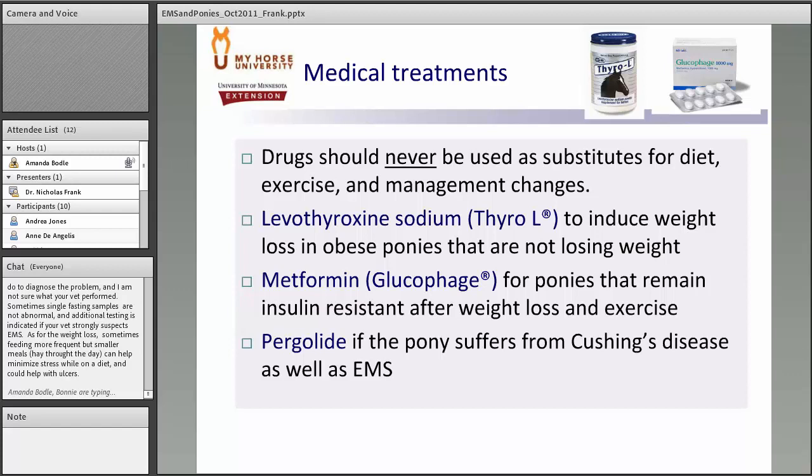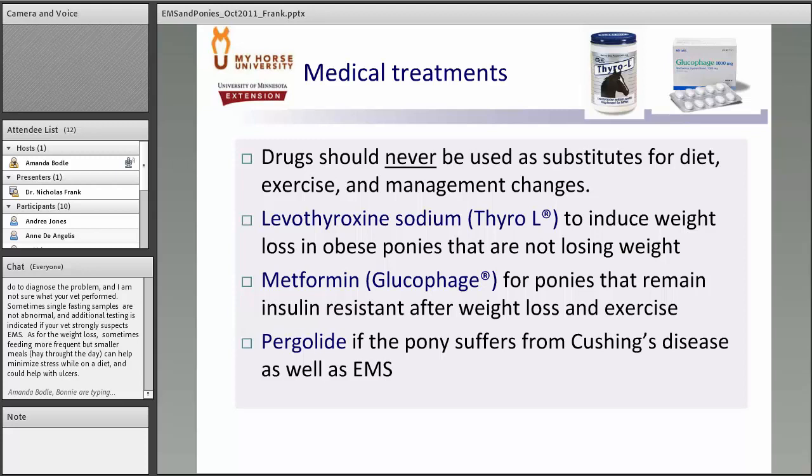And the ones that are really the most commonly used are one called ThyroL, which the proper name for that is levothyroxine. The second is metformin, which has a trade name glucophage. And then finally Pergolide. And I mention Pergolide again because this is the drug that is used to treat Cushing's.